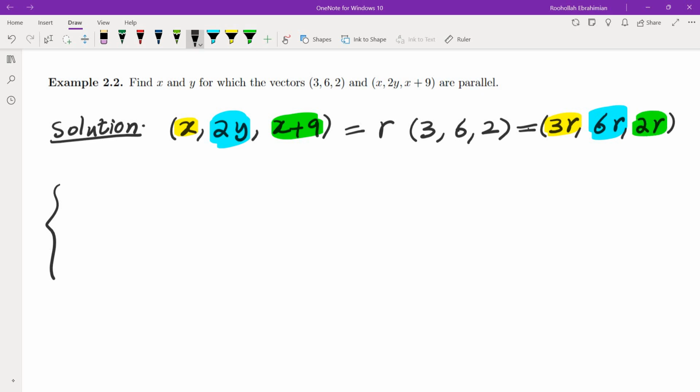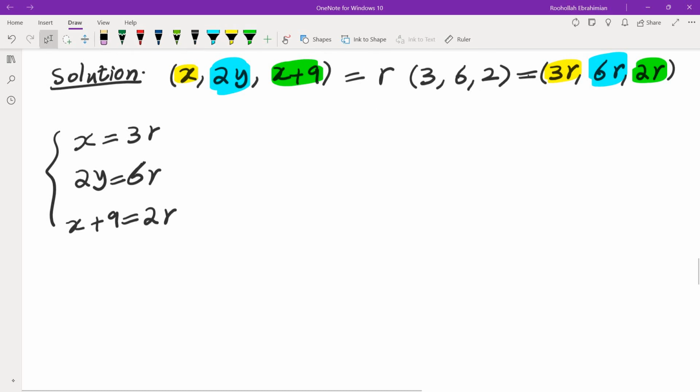So let's see what we get. We get x equals 3r, 2y equals 6r, and x plus 9 equals 2r. Now this is a system of equations. We have 3 equations and 3 variables. So what we can do is find x and y from the first and second one in terms of r and plug it into the last one, for example. That's one thing we could do. There are other ways of solving this one as well.